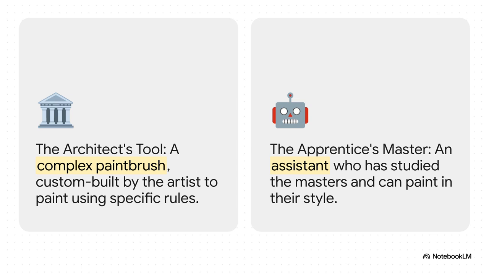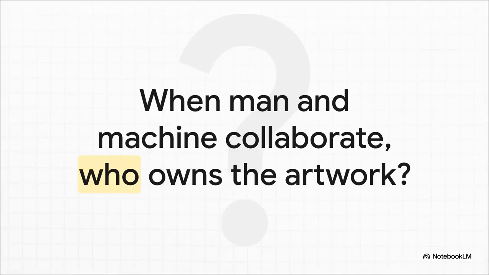The apprentice's tool, the AI, that's more like having an assistant who has memorized every painting in the Louvre and can now paint you a new piece in the style of any master you choose. The artist's relationship with the art itself, it's just fundamentally different. So I have to ask you, what do you think? When the creative process gets shared like this between a human and a machine, who really gets to call the final piece their own? The person who designed the system, the one who picked out all the training data? Or, hey, maybe the machine gets a little bit of the credit too?